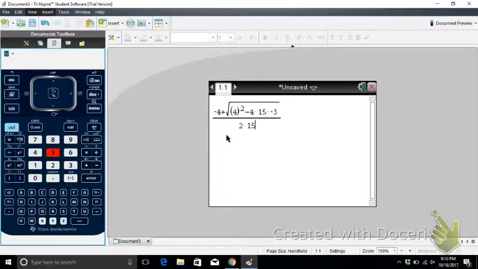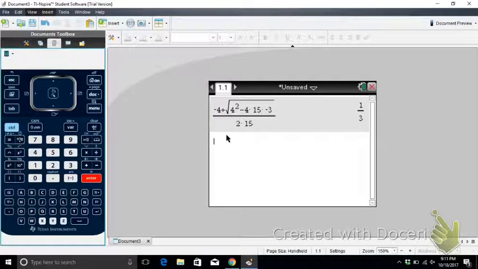And then we get one solution. Boom. Nice. You get a nice fraction, a nice rational number. That's because 4 squared minus 4 times 15 times negative 3, that's a perfect square.